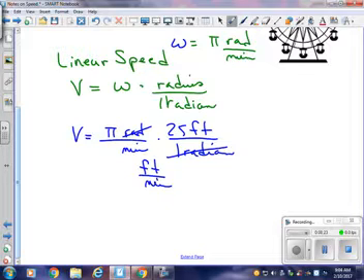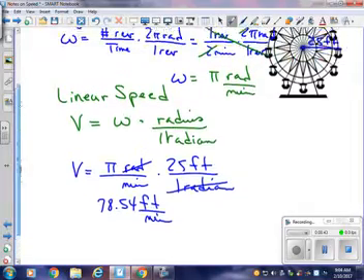And also we can multiply pi times 25 and get the decimal answer for this. And we're doing 2 decimal places since pi is usually rounded off to 2 decimal places, and get 78.54. Now, you may think, well, gosh, that sounds like it's going really fast. Well, remember, this isn't miles per hour. This is feet per minute.